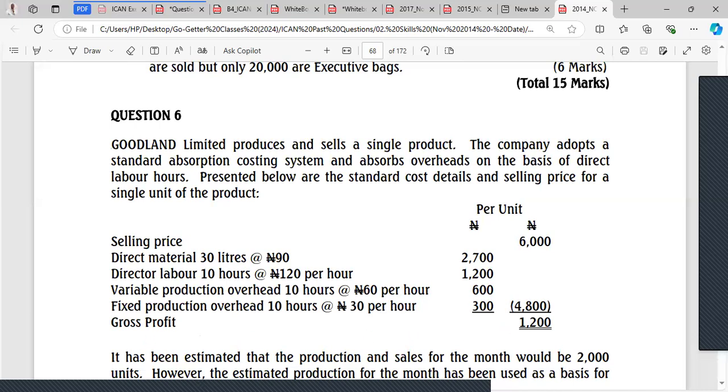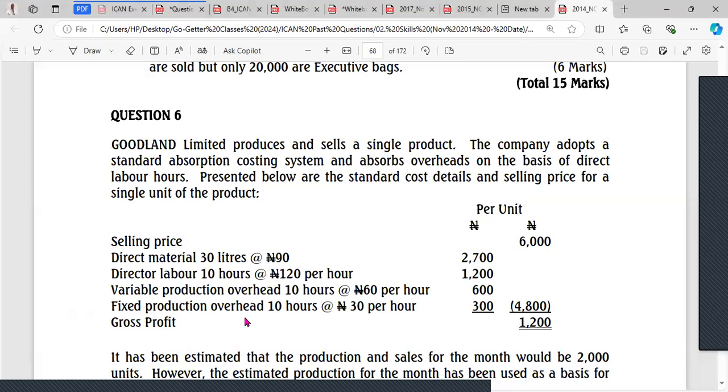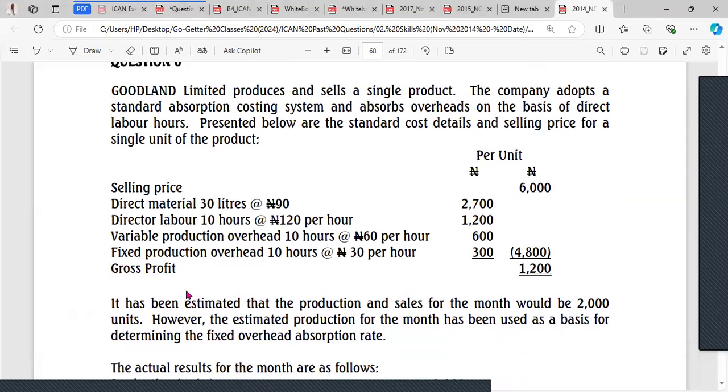Now, let's just confirm what is here to be sure that there are no mistakes. 2,700 plus 1,200 plus 600 plus 300. That gives you this 4,800 here. We have to remove 4,800 from 6,000. It means that 1,200 is the standard gross profit.